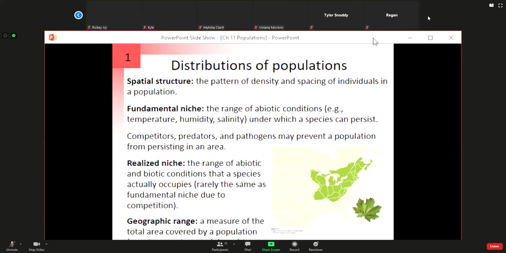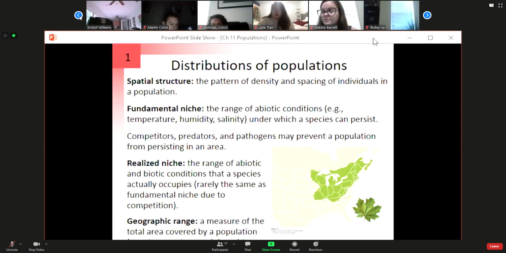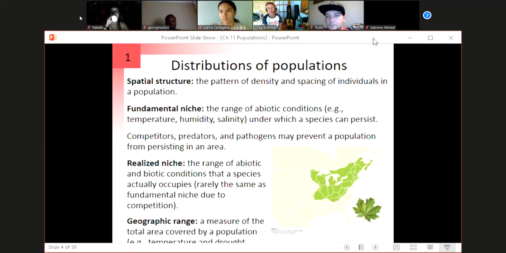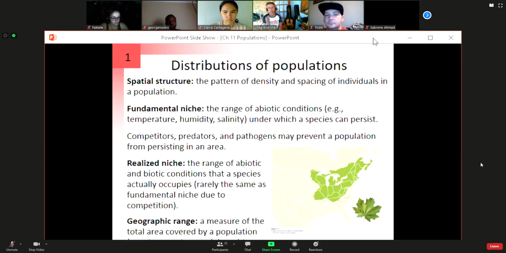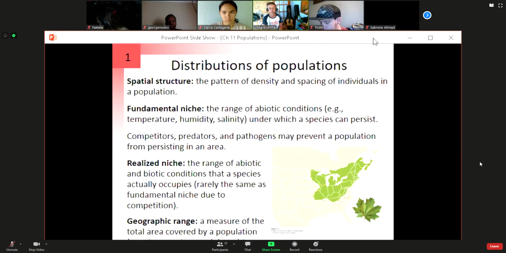The niche, first and most primary part of it, is the physical conditions, the abiotic conditions where the species can survive, right? So where can we survive? This is going to be temperature, humidity, salinity. These are the physical characteristics that have to be right. You're not going to find a dolphin in the desert of Arizona, right? It can't be there. So that's the first, most fundamental thing.